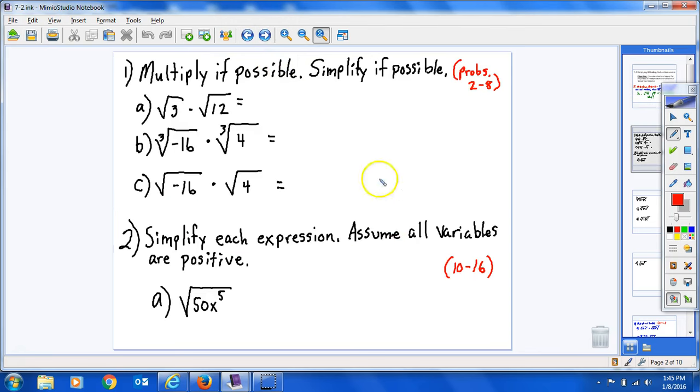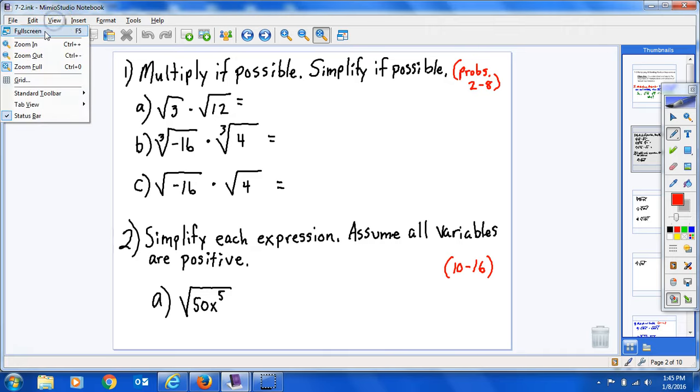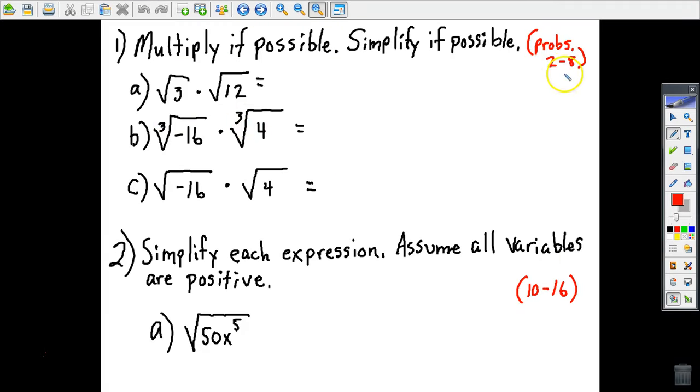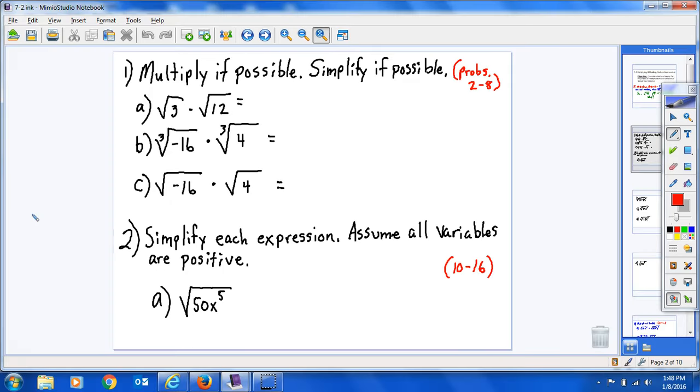Okay, that leads us to some examples like you will do on your homework on the first set of problems. You're told to multiply, and then you're told to simplify if possible. As you can see by our instructions, we're told to multiply if possible, and we just looked at how we can know if multiplication is possible. And then if we can, we will simplify the product.